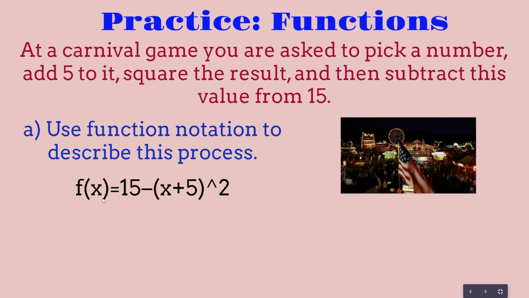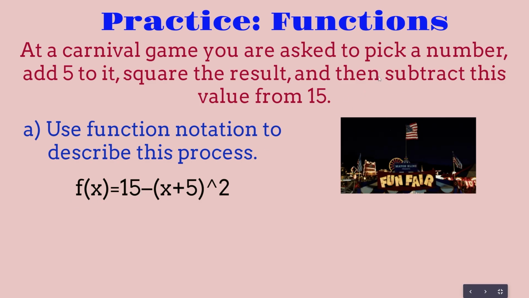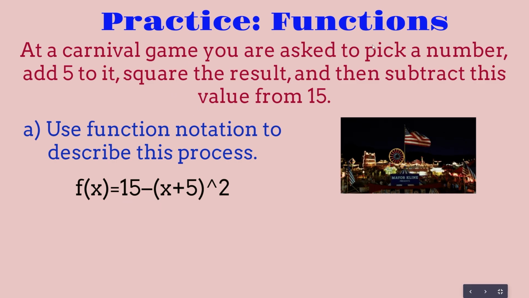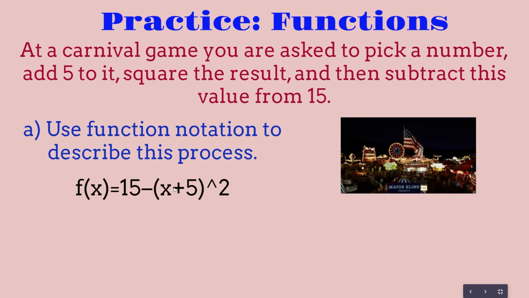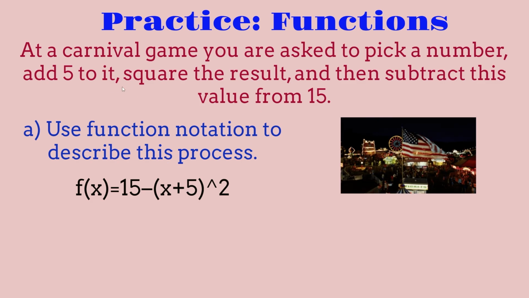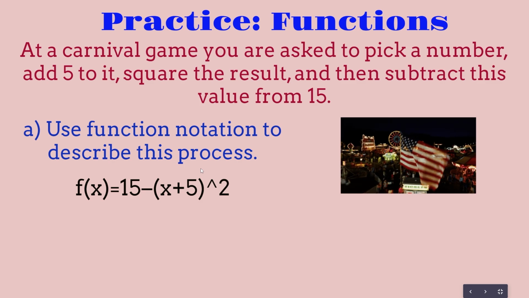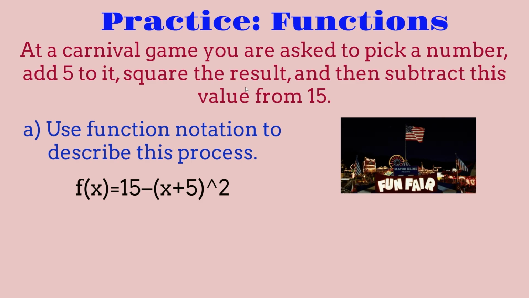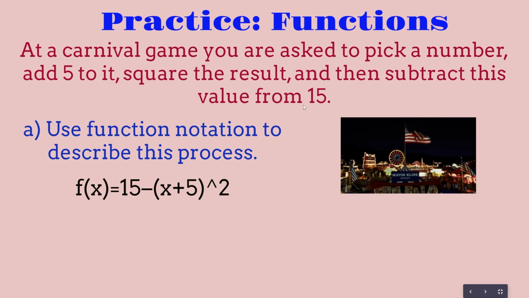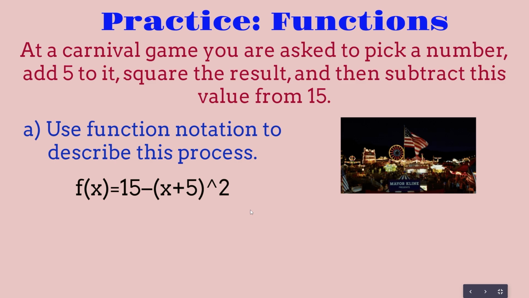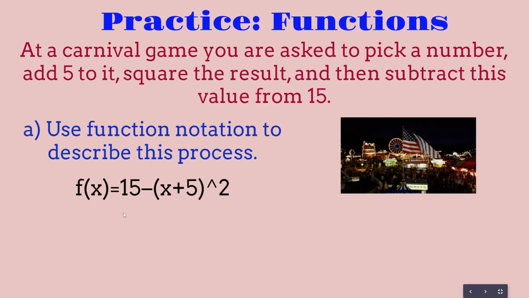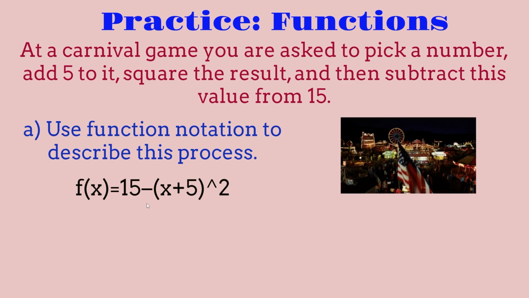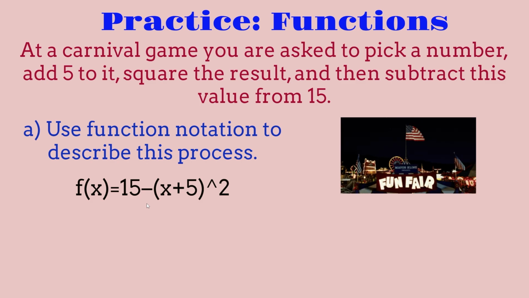So we're going to do f of x is equal to 15. Since we're subtracting this value from 15, we're going to have 15 minus, and then we have to pick a number. For this one, we're going to choose x, and then we have to add 5 to that number. So x plus 5 will be in the bracket, and then it also says square the result. So x plus 5 in the bracket, squared, and then we subtract that value from 15. So this is how our function notation would look: f of x is equal to 15 minus, inside the bracket, x plus 5 squared. This is part A of the question, to create the function.